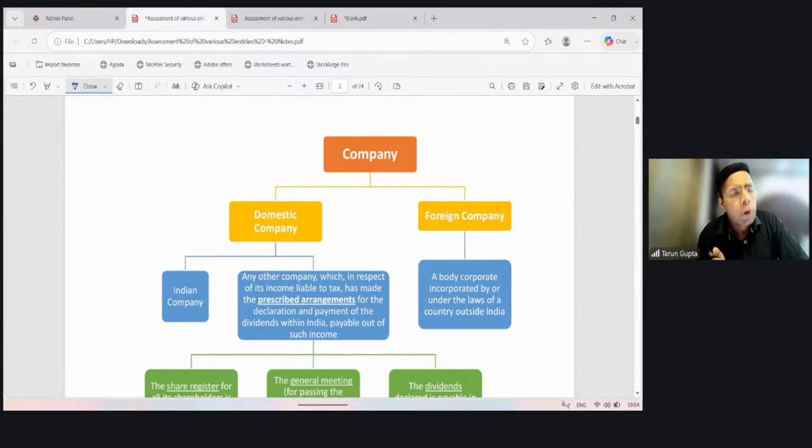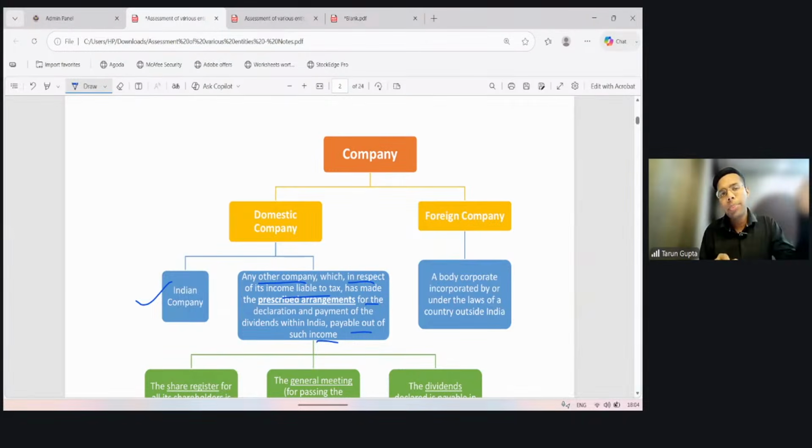Okay. Domestic company. Who is a domestic company? An Indian company is a domestic company, or any other company. Any other company means a company other than an Indian company which has income liable to tax in India and has made prescribed arrangement for declaration of dividend out of such income. So domestic company includes an Indian company or any other company which, in respect of its income liable to tax, has made prescribed arrangement for the declaration and payment of dividend within India payable out of such income.